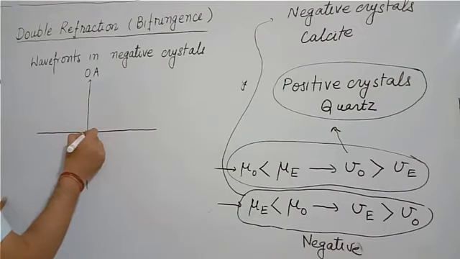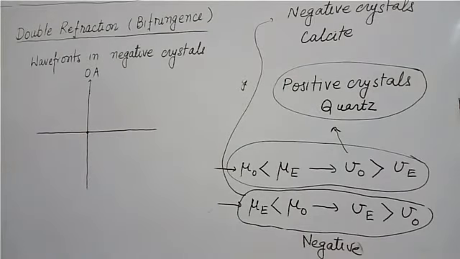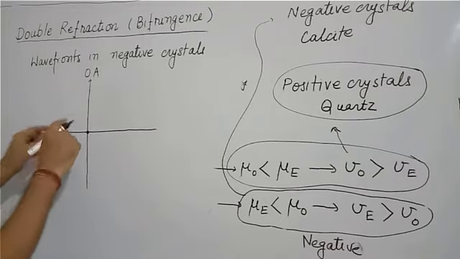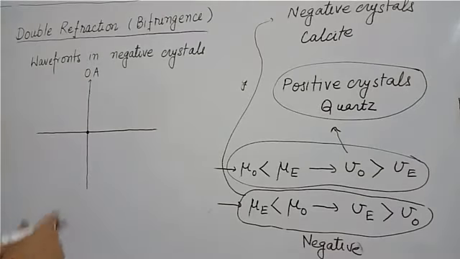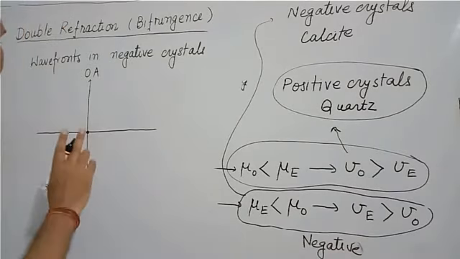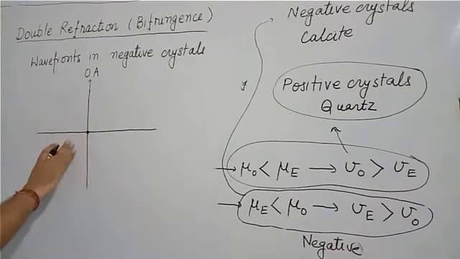If we consider a point light source placed at this point in the doubly refracting crystal, then this light source will emit light, and because this is a doubly refracting crystal, the emitted light will automatically split into two types of light. One corresponds to O ray, another corresponds to E ray. So we will have two types of wavefronts.